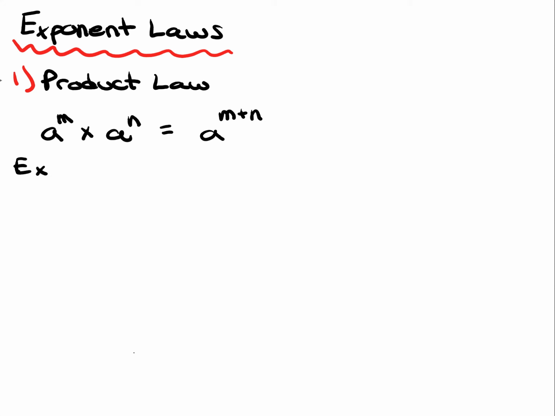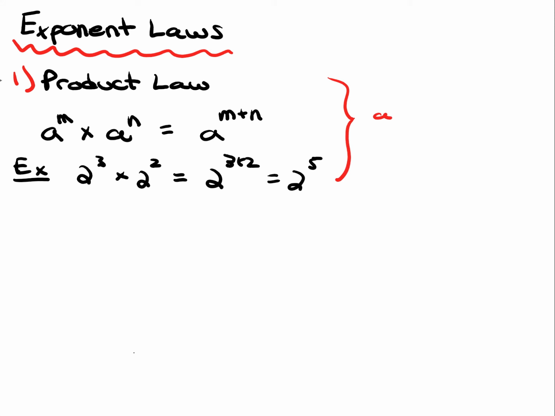An example of this would be, say we have 2 to the power of 3 times 2 to the power of 2. We're going to add these exponents, so we have 2 to the power of 3 plus 2, giving us 2 to the power of 5. You can evaluate this with your calculator and you will see you'll get the same result. So to summarize, this case for the product law, we want to add the exponents.